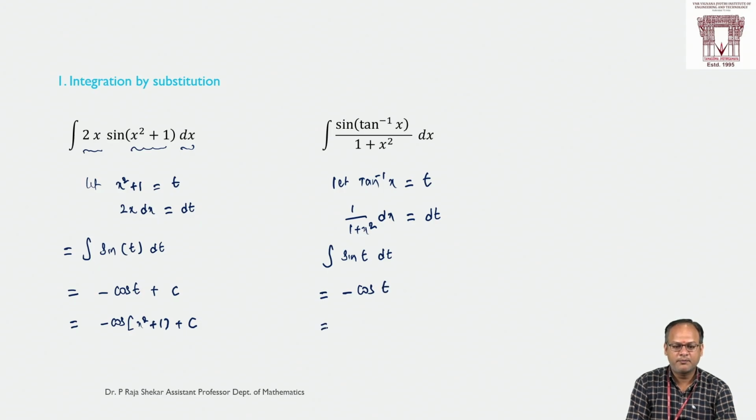Let me substitute back, because the function to be integrated is in terms of x, so the answer should also be in terms of x. It is minus cos of t. What is t? T is nothing but tan inverse x. As we have done an indefinite integral, what is customary? It is to add an arbitrary constant, so we write plus c.